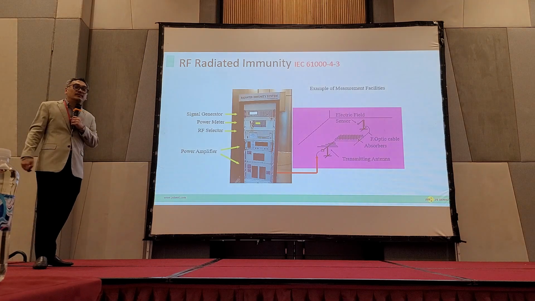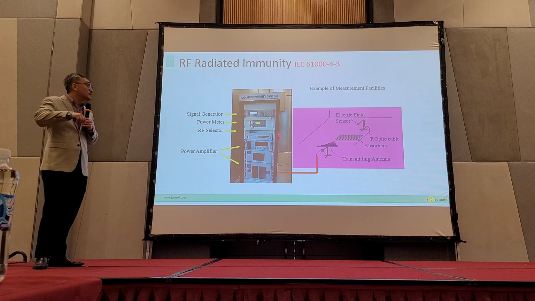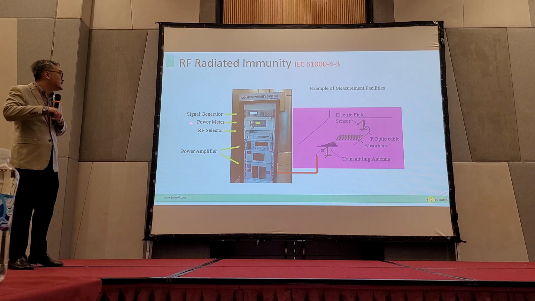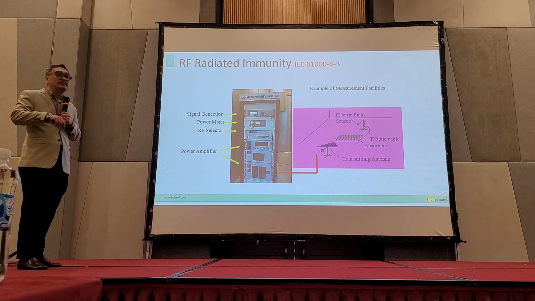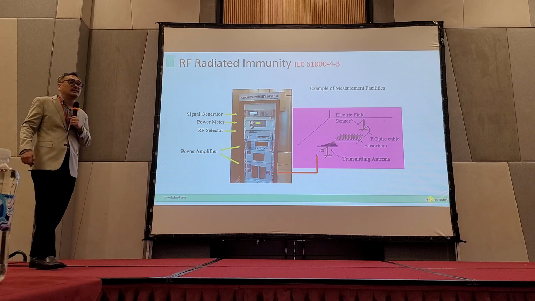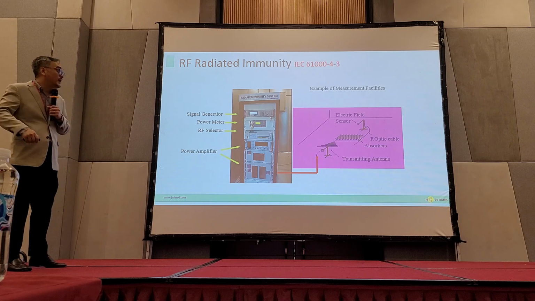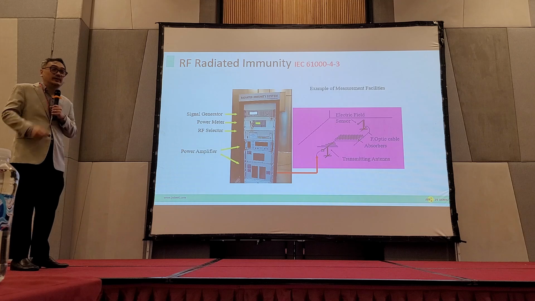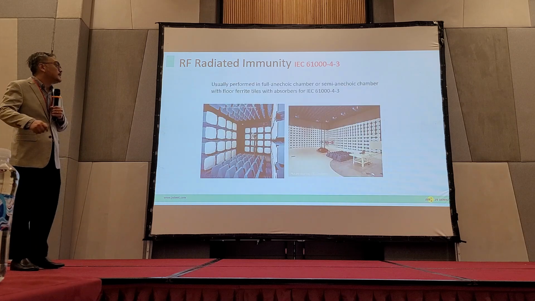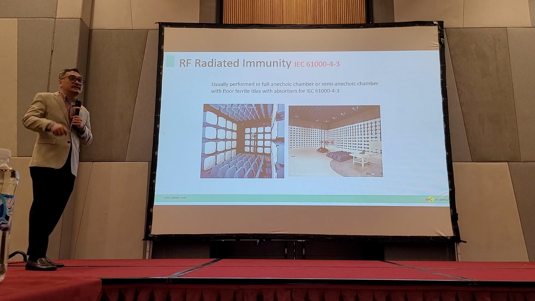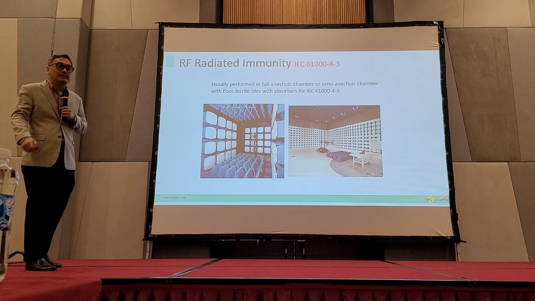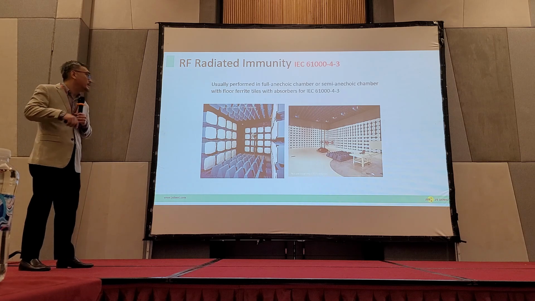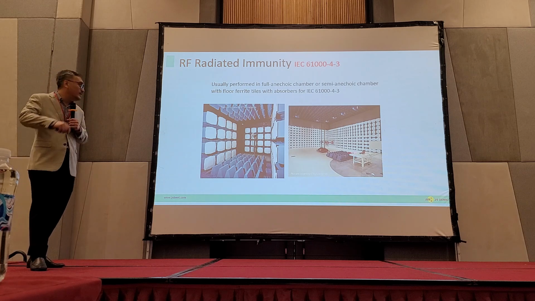And typically for RF radiated immunity, we do it in facilities which are anechoic chambers. The typical equipment we use is signal generators, power amplifiers to amplify the signals, and power meters to do the forward power and reverse power measurement, and of course the electric field sensor for you to detect what is the volts per meter you are doing. We can use the anechoic chamber that we use for radiated emission, but we need to put absorbers on the floor in a semi-anechoic chamber, or we can perform in a full anechoic chamber with an absorber on the floor.